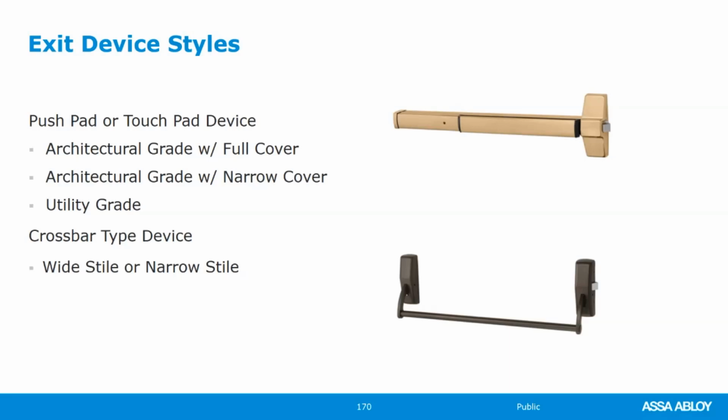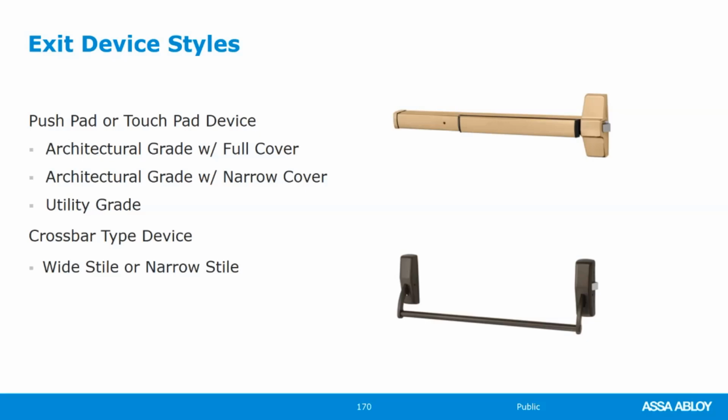So an architectural grade with a narrow style would be used on usually the narrow style aluminum storefront type openings. And the full cover or wide style would be used on anything flush door, anything with a latch edge of about 3.5 inches or wider. That's considered a medium style aluminum. So know that we have 2 different options in that push pad type device. We also offer a utility grade version of that. That would be something used in areas not necessarily in public view, where a painted exit device would be perfectly appropriate versus using an architectural device.